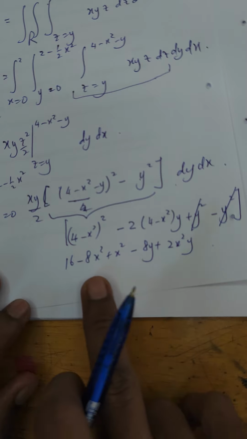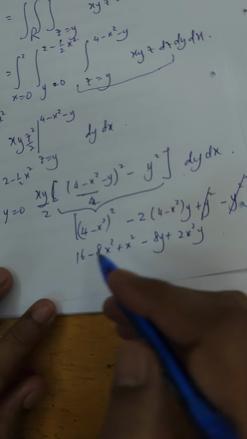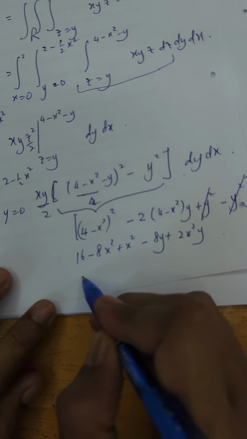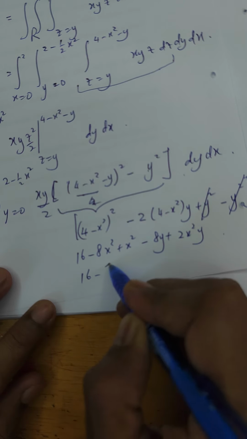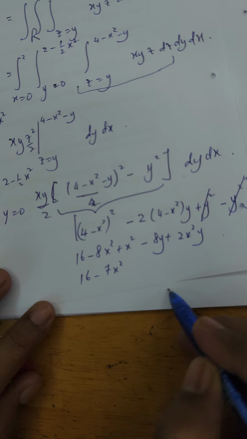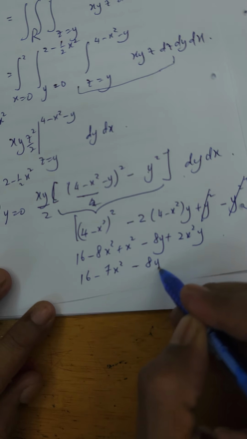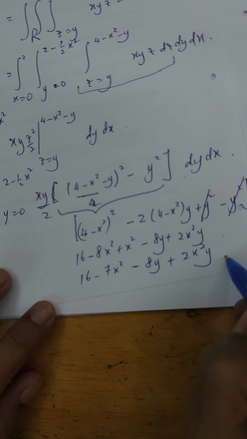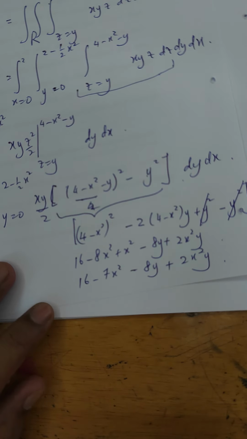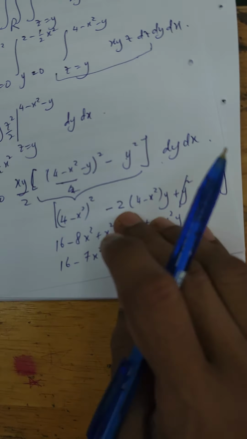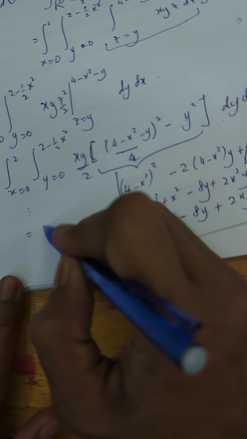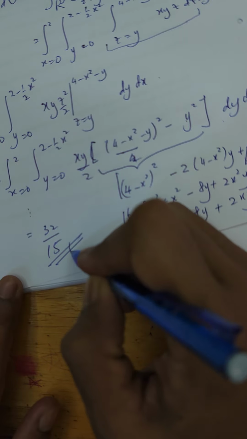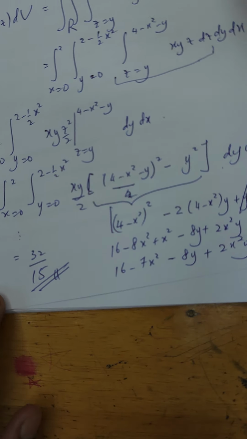Alright, so what is left is 16 minus 7x squared minus 8y plus 2x squared y. Okay, so then this is easy for you to evaluate. So the solution is 32. This is what I have, you can check this. Yes, 32 over 15.